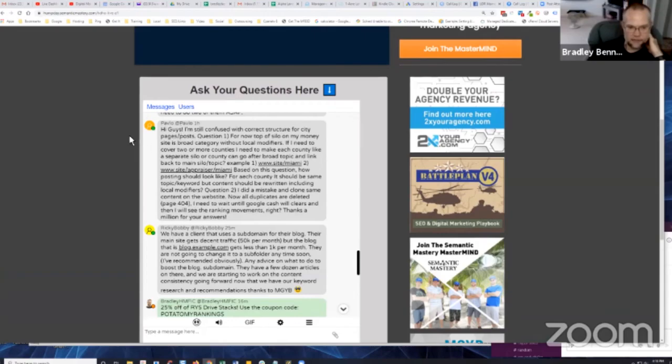Pablo says, hey guys, I'm still confused with the correct structure for city pages posts. Question one: for now, the top of the silo on my money site is a broad category without local modifiers. If I need to cover 2 or more counties, do I need to make each county a separate silo, or can the county go after the broad topic and link back to the main silo topic? Example: site/Miami or site/appraiser-Miami. Based on this question, how should the posting look?